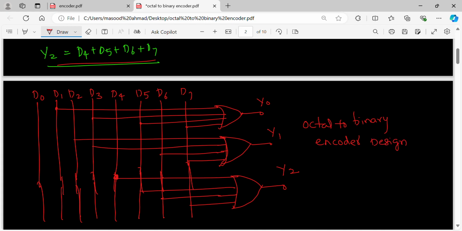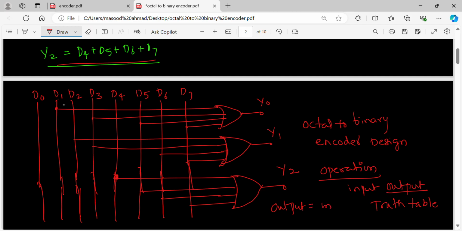So what did we start with? We started with the operation. In the operation, we analyzed how it works. From that we saw the input-output relations, which is the truth table. From the truth table, we obtained the outputs in terms of inputs. From that I got expressions. From the expressions, I drew a circuit, which is nothing but the design of the octal to binary encoder. Done.